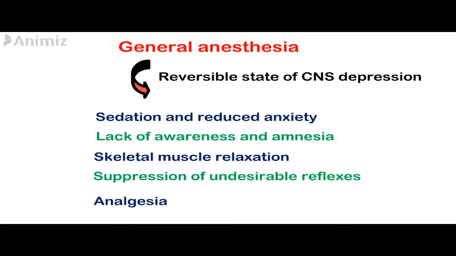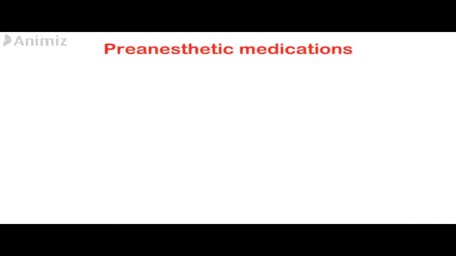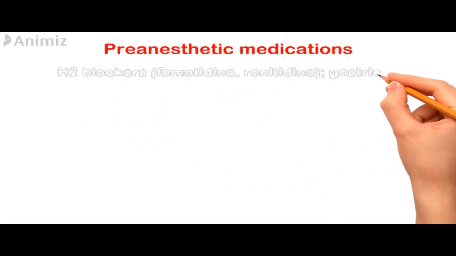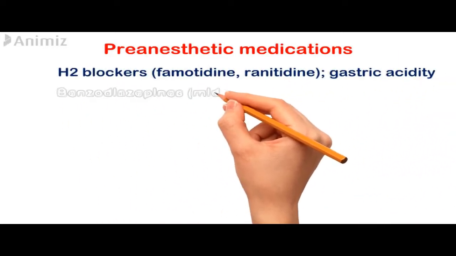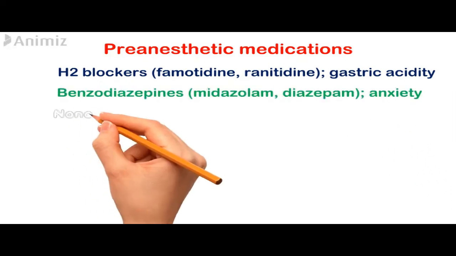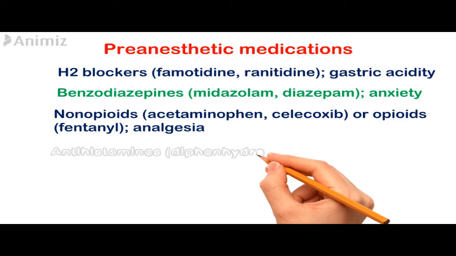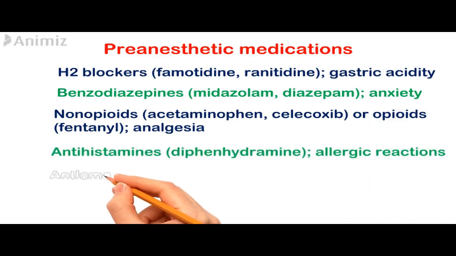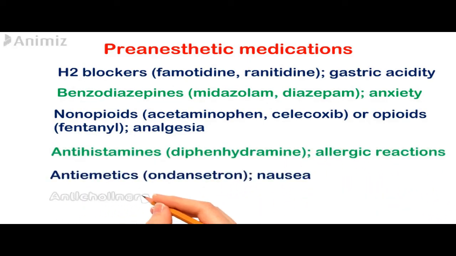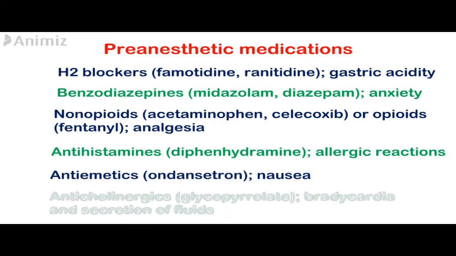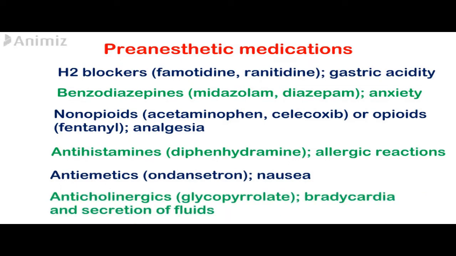Some of these drugs we call pre-anesthetics. These pre-anesthetics help to calm the patient and relieve the pain, and also prevent the side effects of subsequently administered anesthetic. The most commonly used pre-anesthetics are, the first one, H2 histamine 2 blockers, like famotidine or ranitidine, and these drugs are used to reduce the gastric acidity.